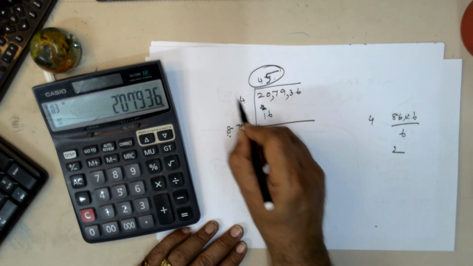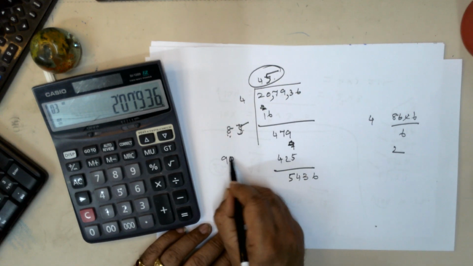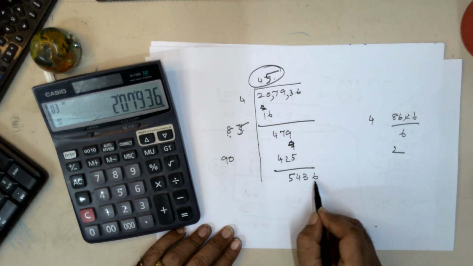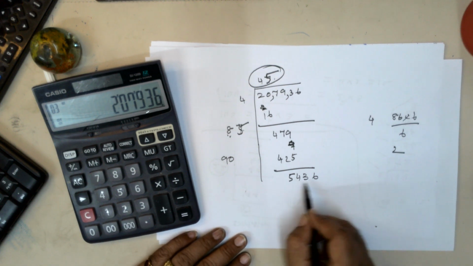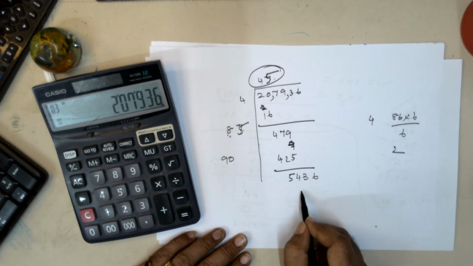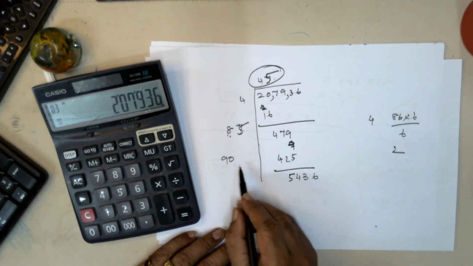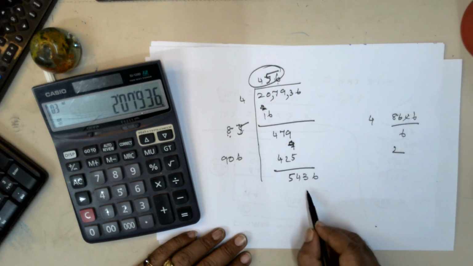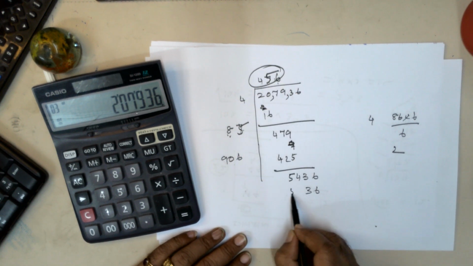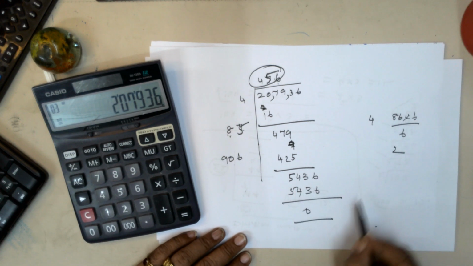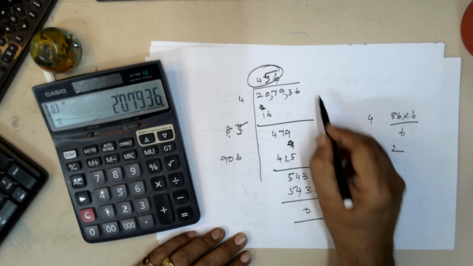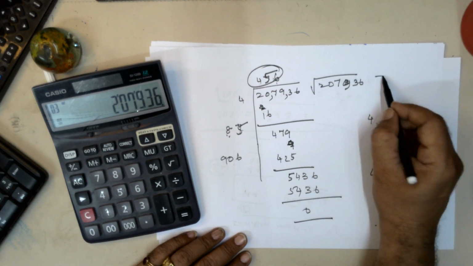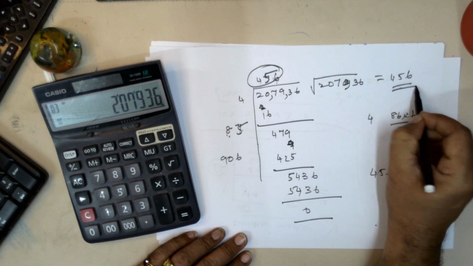Then once again I have to multiply this by 2, so it becomes 90. Now I should check which number I can get as a perfect square, either equal to 5436 or less than 5436. Shall we try 6? 6 6s are 36 and this is 54. So 0. So the answer is 456. The square root of 207936 is equal to 456. This is the way you can find it.